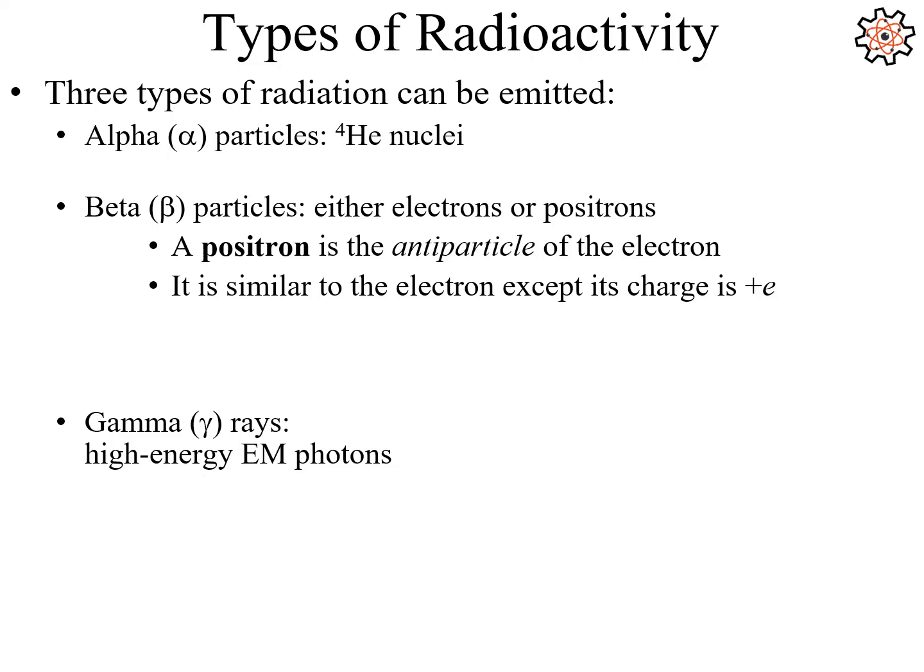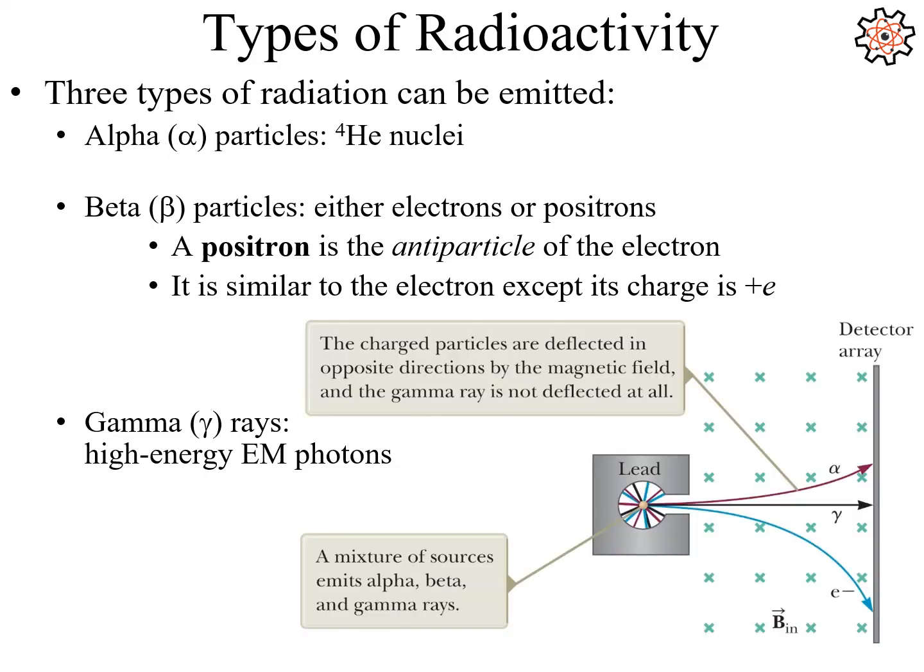Alpha radiations are helium nuclei. Beta radiation involves electrons or positrons. Positrons are the antiparticle of an electron. It's the same mass as an electron, but has a positive charge.